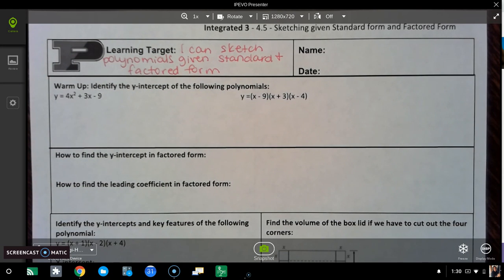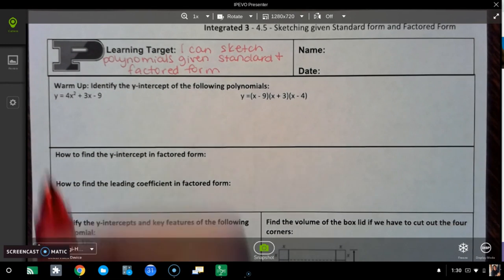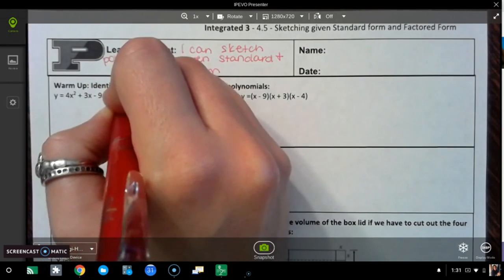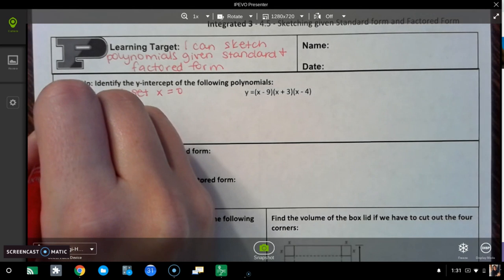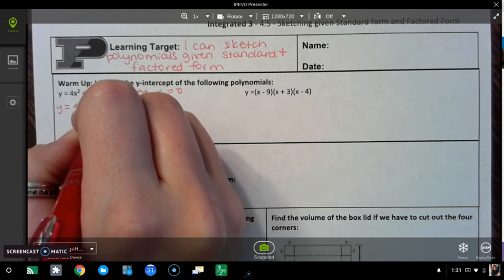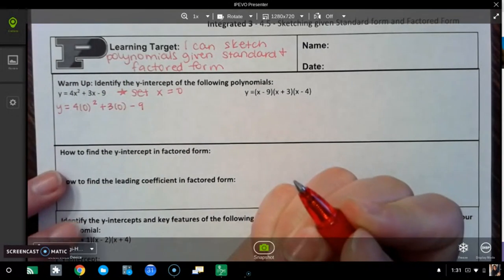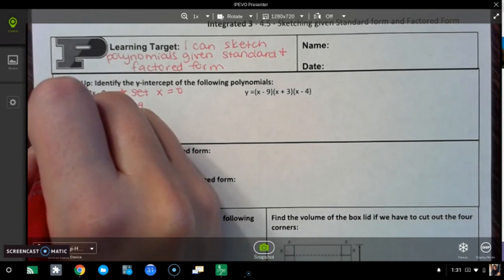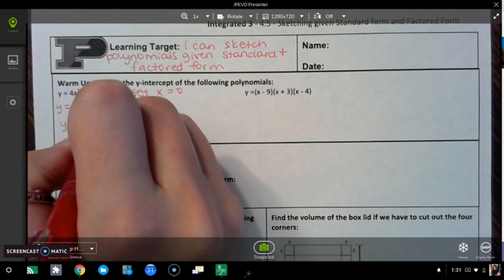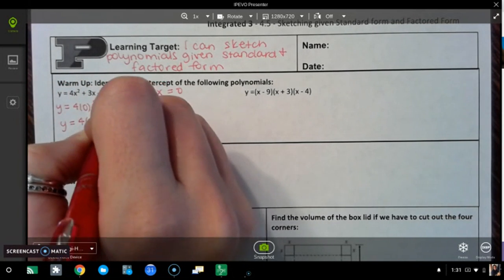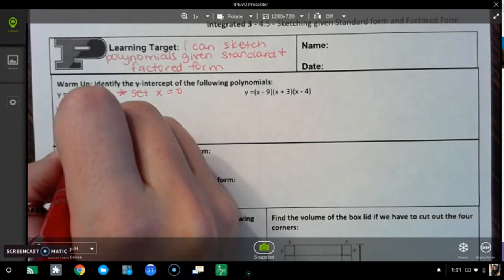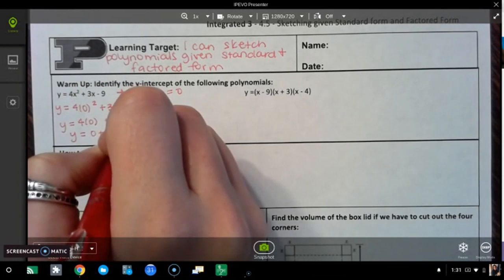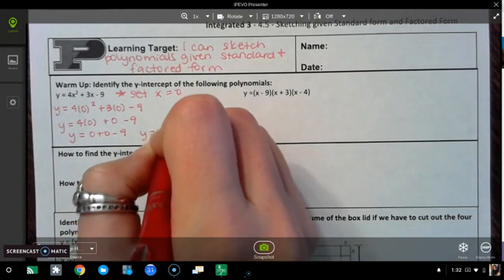Okay, so when we're trying to find the y-intercept in standard form, we need to set x equal to 0. We're going to get y equals 4 times 0 squared plus 3 times 0 minus 9. 0 squared is 0, 4 times 0 is 0, plus 3 times 0 is 0, minus 9. So my y-intercept is y equals negative 9.